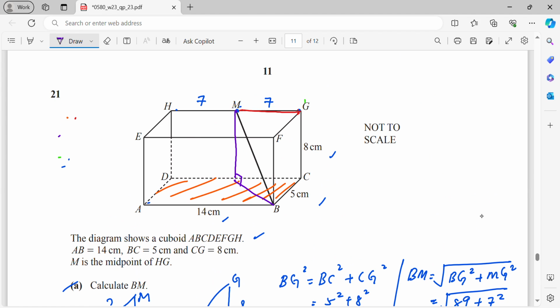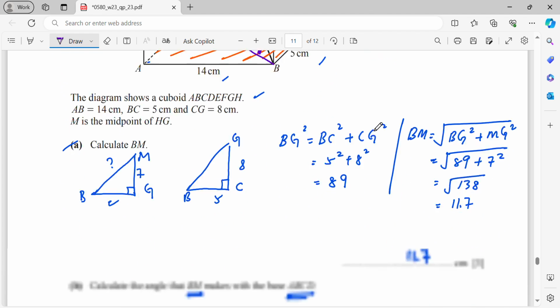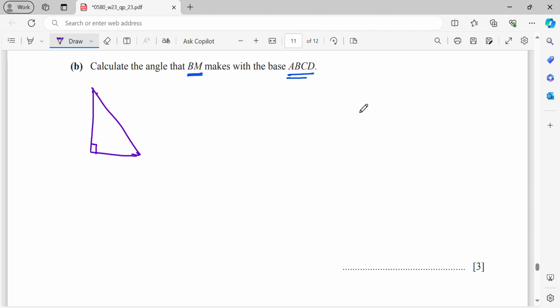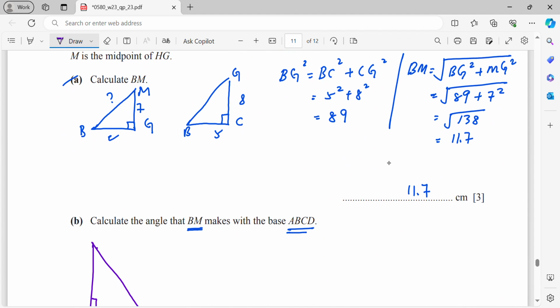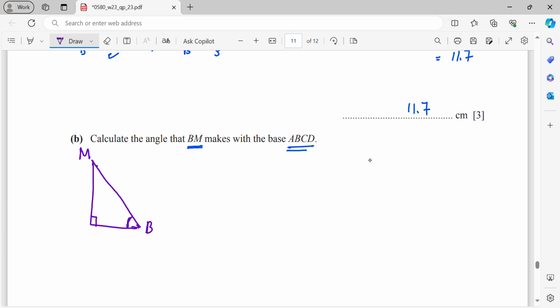So BM and the base, that is this part. This is the angle that you need to find. Right? So then I will draw this triangle out. Here is 90 degrees, and then M is on top, and the horizontal is B. And now I need to find what this angle is.